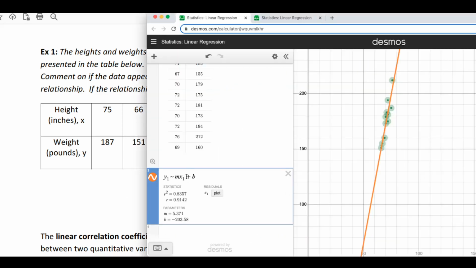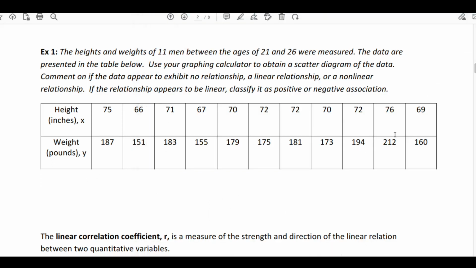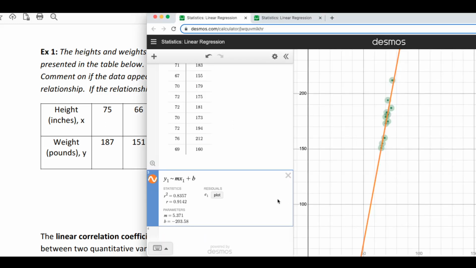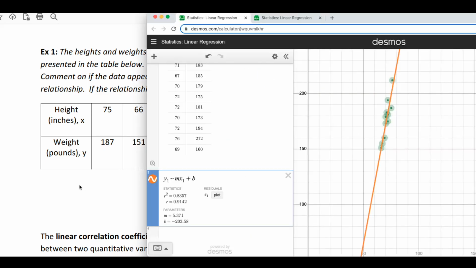And we can use this equation to predict, let's say, some other height. I want to predict, if someone is 65 inches, what will the weight be? We can use this equation. We can plug numbers in here to find that out. Okay, so that's how I'll do example 1 using this calculator.